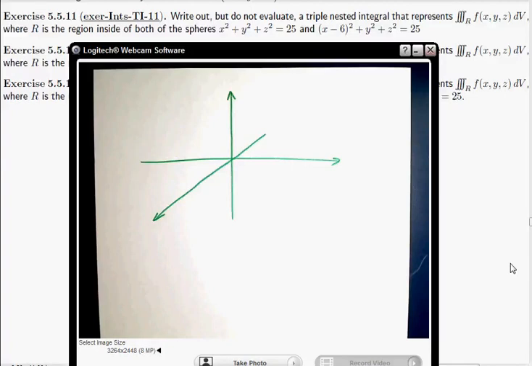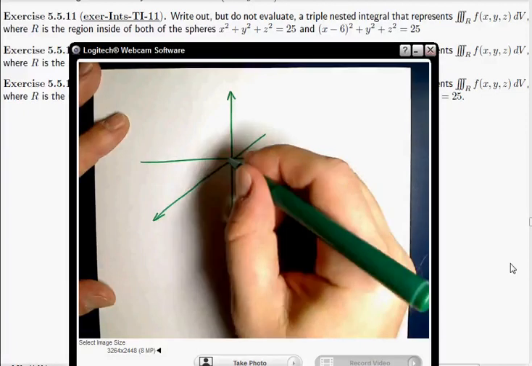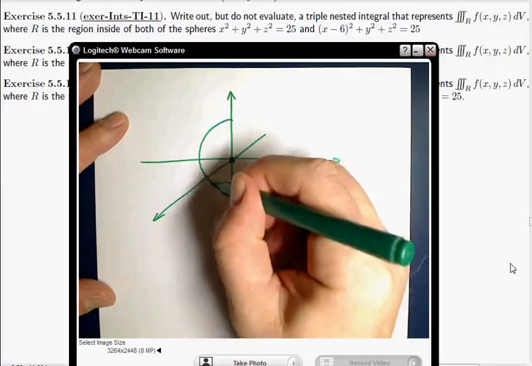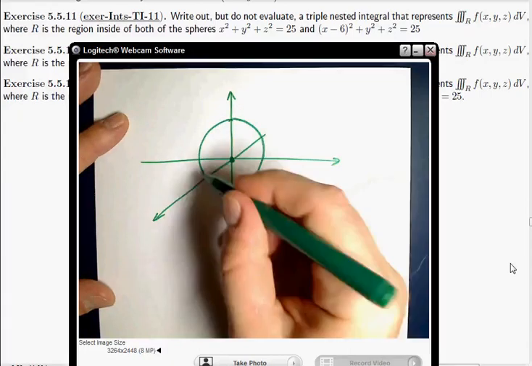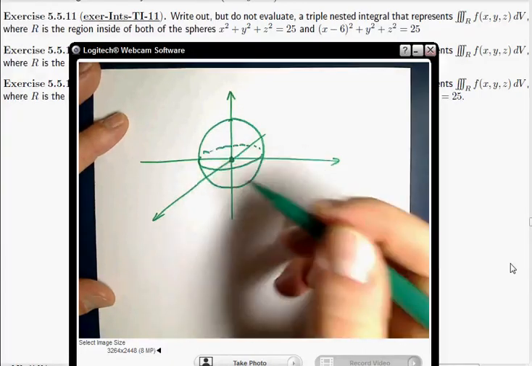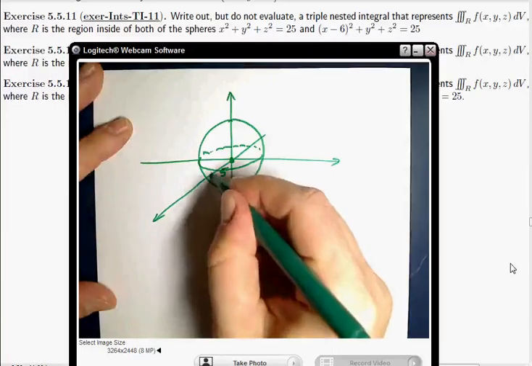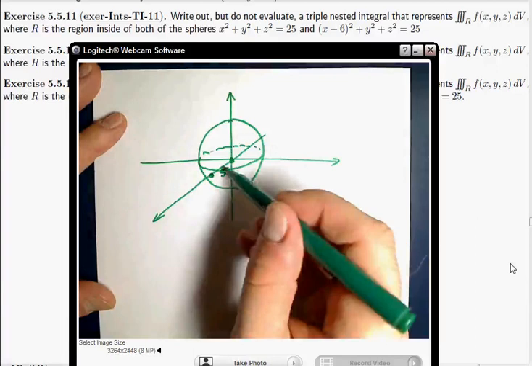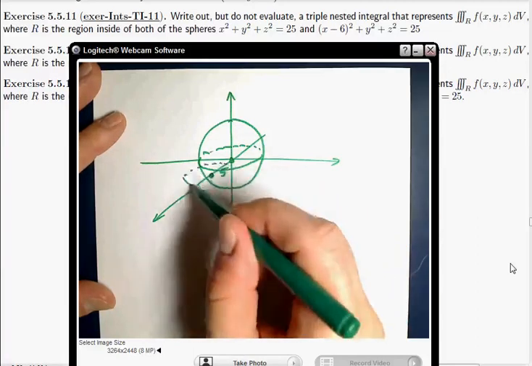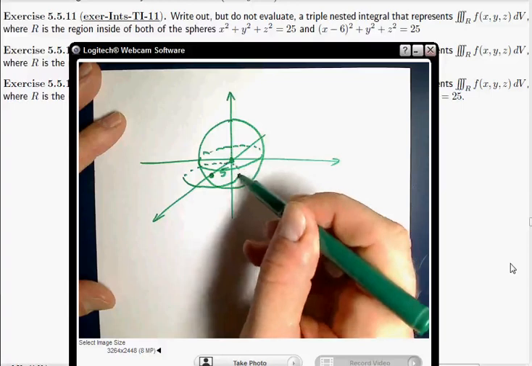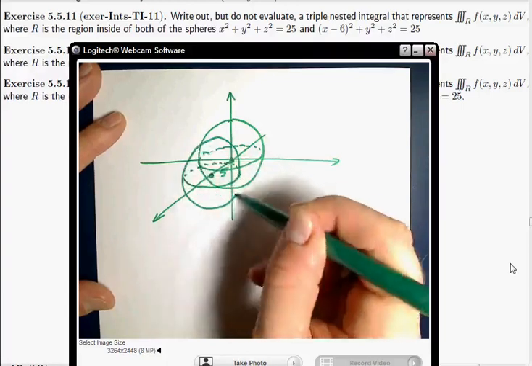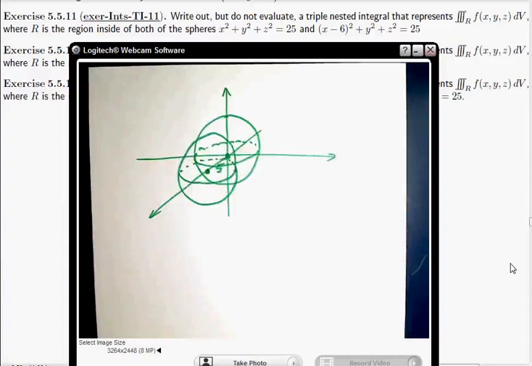So let's see here. The first sphere is a sphere of radius 5, centered at the origin. So that's at 5. The next sphere is a sphere of radius 5. Oh, that's nice, same radius, but it's centered at 6 on the x-axis. So it's centered about there and has radius 5, so it's going to be kind of like that. And this is a terrible picture.